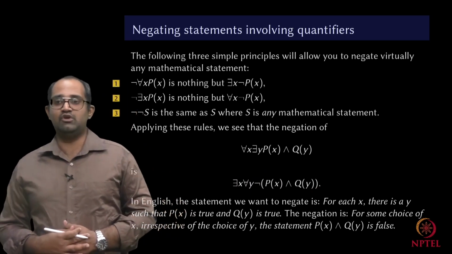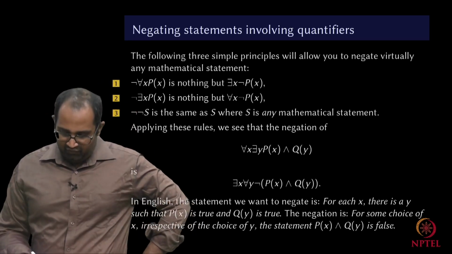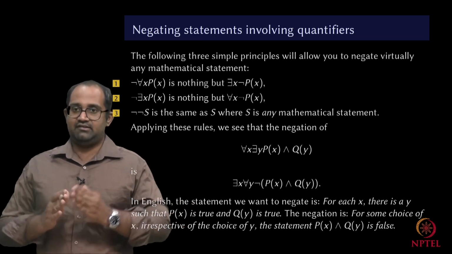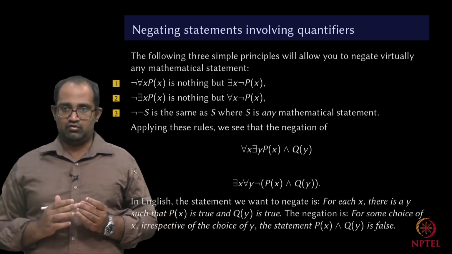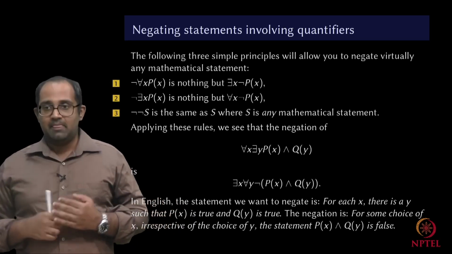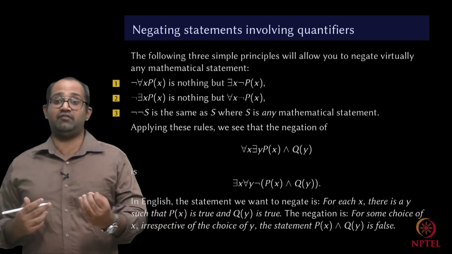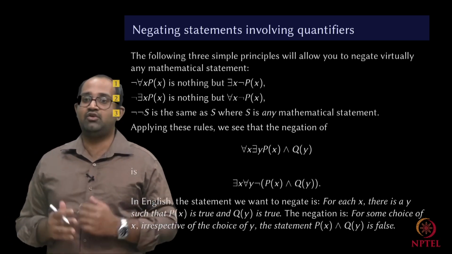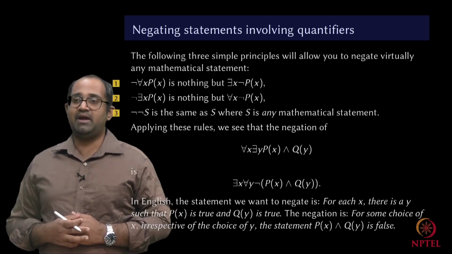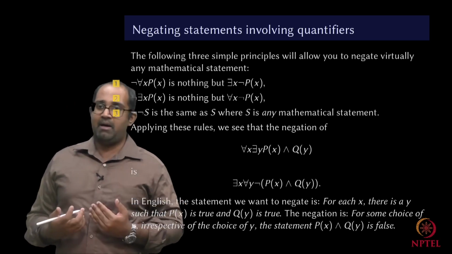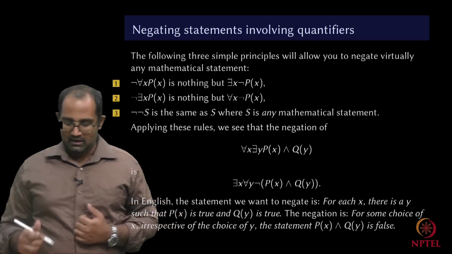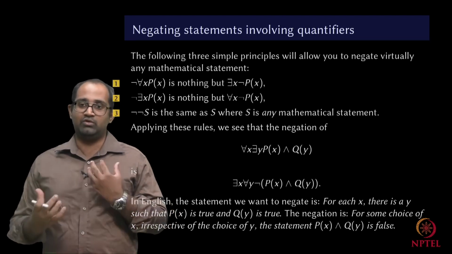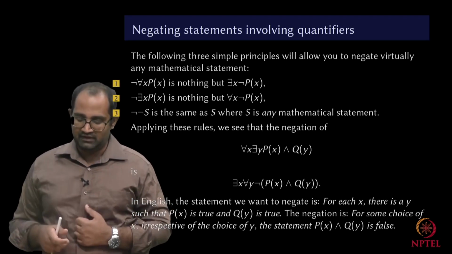Let us look at it in English and do the negation in English. The statement for each x there exists y P of x and Q of y says the following: for each x there is a y such that P of x is true and Q of y is true. The negation is for some choice of x, irrespective of the choice of y, the statement P of x and Q of y is false. Some of you might have instantly negated it using the meaning, but you should now at any rate compare how you negated mechanically and how you negate using the meaning, and see that both are actually congruent, both give you the same meaning.